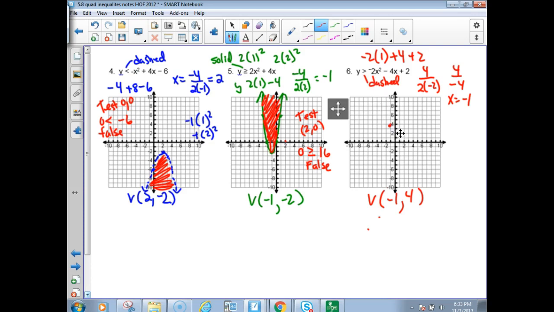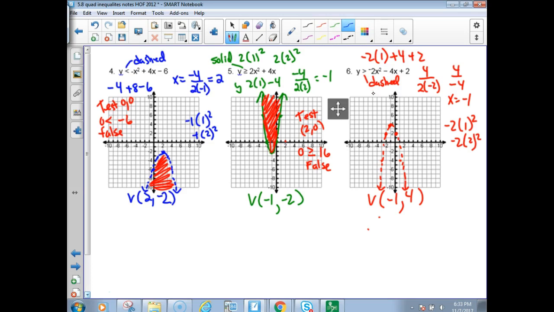So I'm going to do -2 times 1 squared, which would be down 2 right 1, down 2 left 1. And if I do -2 times 2 squared, that's going to be down 8. 2, 4, 6, 8, right 2, and left 2. Dash the parabola. Okay. And then test a point on the interior or exterior.